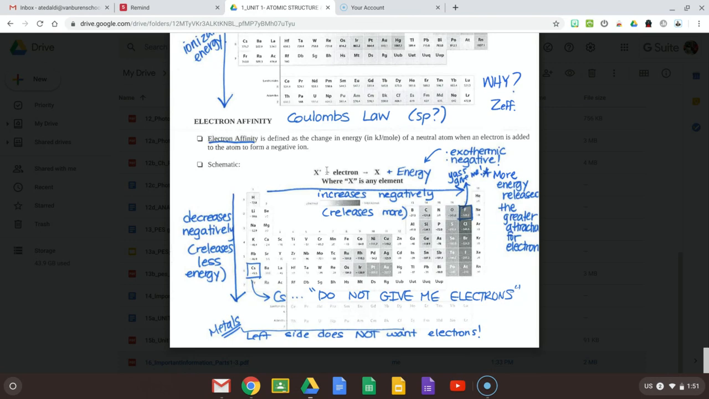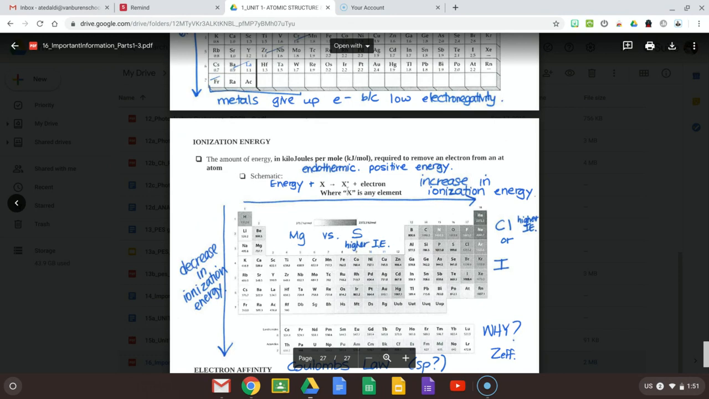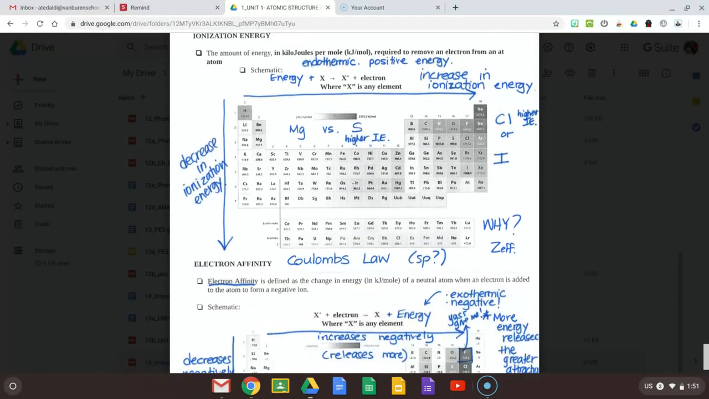X plus, which is my ion, or it even could be my neutral atom, plus an electron, and I get the neutral atom plus energy. Or it could be a neutral atom plus an electron, and I get X minus plus energy. X could be an element or an ion. I know the definition says a neutral atom, but it could be of the ion or of the neutral atom. Let's focus more on the electron affinity schematic for the neutral atom. I was just trying to draw the backwards version of ionization energy, because it is.